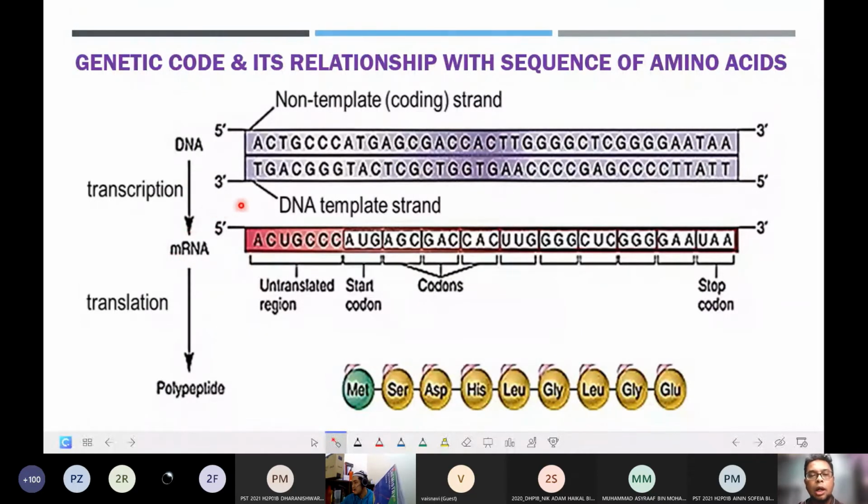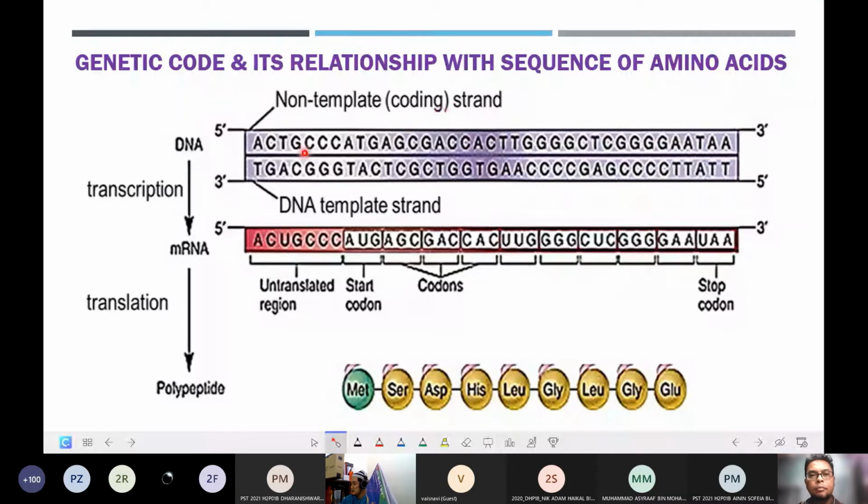We should remember that the DNA molecule consists of two DNA strands. As you can see, this is one strand, and this is another one. In the process of transcription, only one of the two strands will be copied, and that will be known as the DNA template strand. Meanwhile, the other strand is considered the non-template strand.